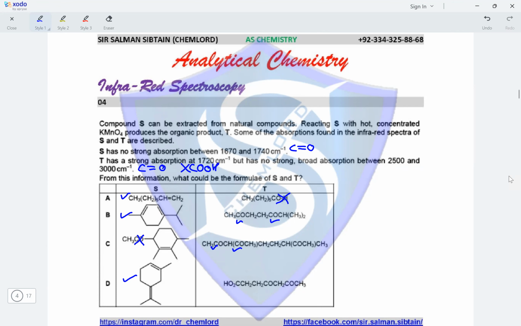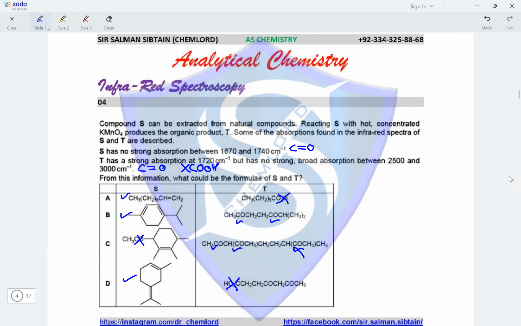and another C=O group present. But this is not C=O, this should be CH3COCH3 and CH3. So this is a C-O single bond, which is not there. And option D has a C=H group present, so this is eliminated.